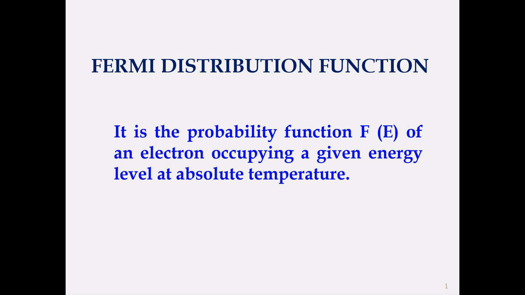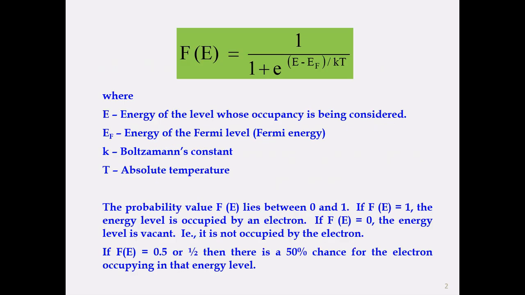Fermi distribution function. The Fermi distribution function is a probability function of an electron occupying a given energy level at absolute temperature. It is used to find the probability of finding a particle. It is expressed by the equation f(E) = 1 / (1 + exp((E - EF)/kT)). Here E is the energy level whose occupation is being considered, EF is the Fermi energy, k is the Boltzmann constant, and T is the absolute temperature.